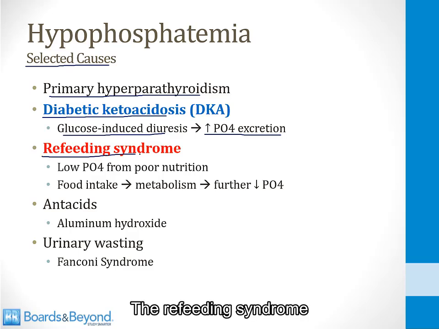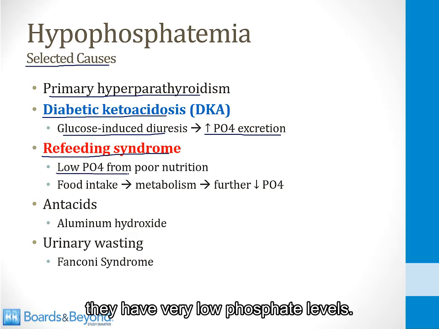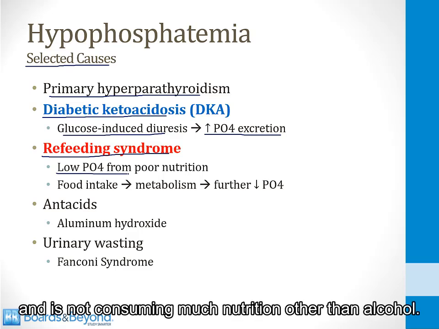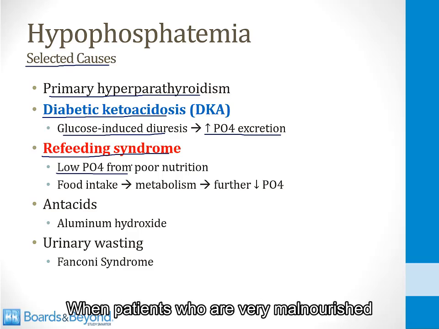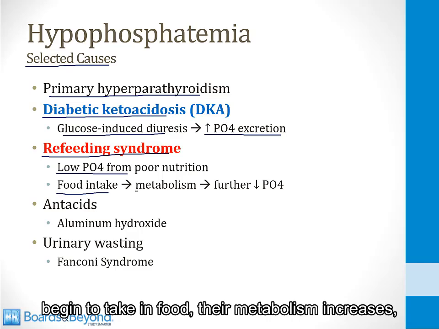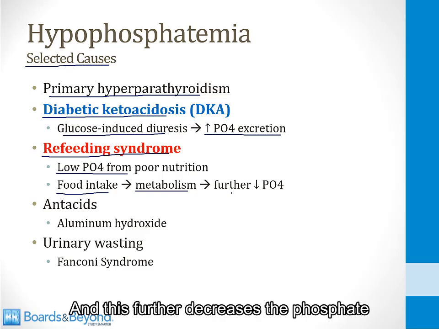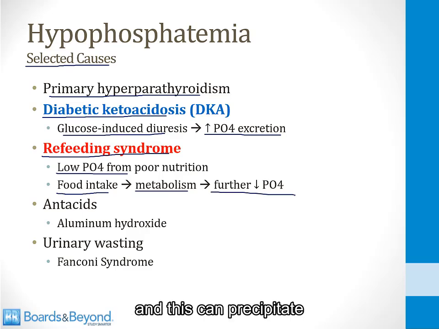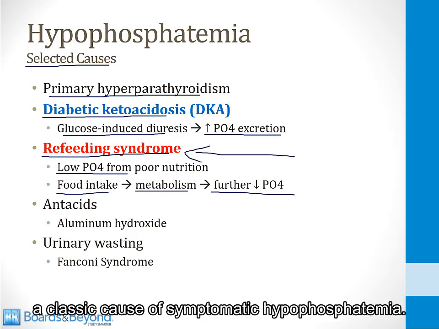The refeeding syndrome is a classic cause of hypophosphatemia. So in patients who are severely undernourished, they have very low phosphate levels. For example, this could occur in someone who's a heavy alcohol user and is not consuming much nutrition other than alcohol. This could also be someone with an eating disorder. When patients who are very malnourished begin to take in food, their metabolism increases, and this begins to consume phosphate in order to make ATP, and this further decreases the phosphate from levels that are already very low to begin with, and this can precipitate clinical evidence of hypophosphatemia, a classic cause of symptomatic hypophosphatemia.